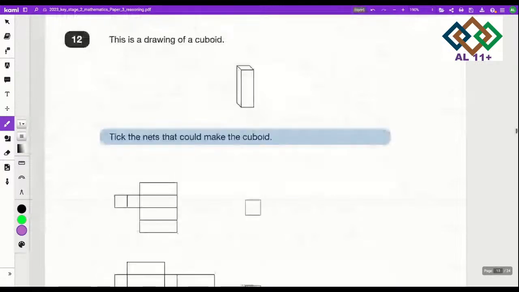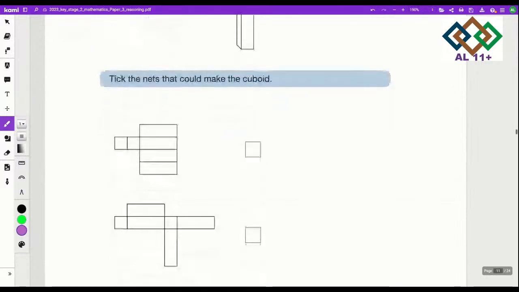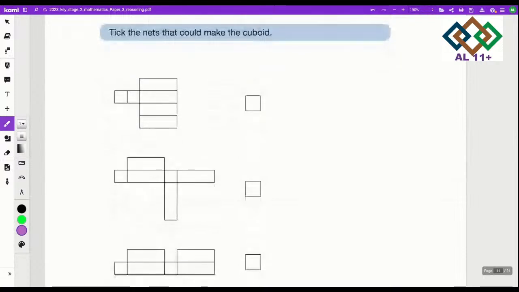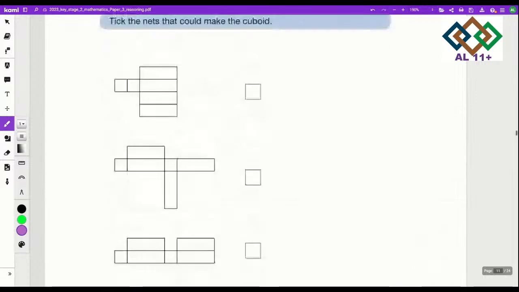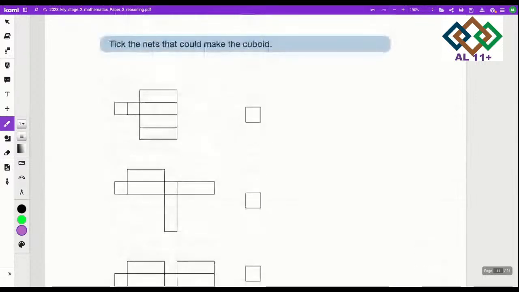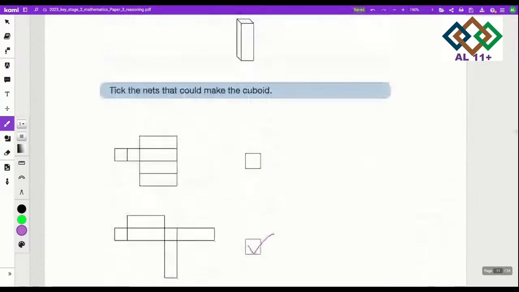In number 12, they are saying this is a drawing of a cuboid. Tick the nets that could be made into the cuboid. So, which of the ones would make a cuboid? The first one, second one, third one, or the fourth one? If you have something like this, you have to be really careful and then try doing it. So, the answer would be the second one and the fourth one. So, these are the ones which will make a cuboid. So, if you guys are done with this, should we move on to the next one?